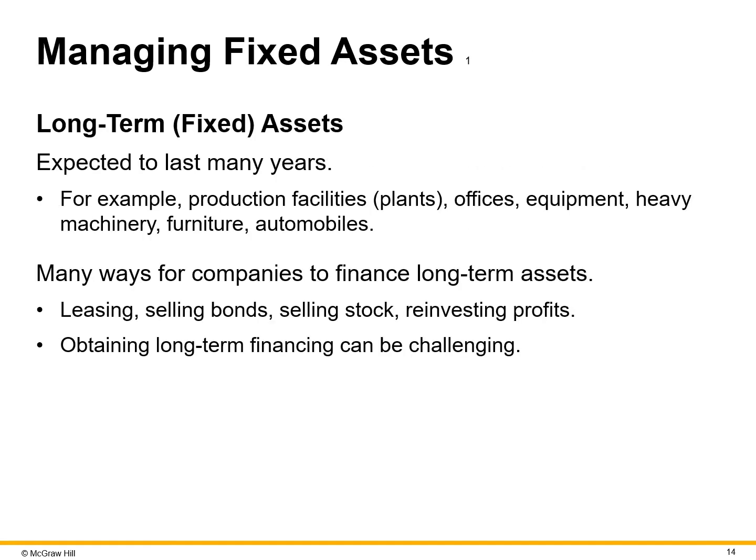Long-term fixed assets are those assets expected to last for many years, such as plants and equipment. Leasing is one approach for companies who do not have the funds to purchase expensive buildings or equipment. A capital lease is a long-term contract and shows up on the balance sheet as an asset and a liability. An operating lease is a short-term cancelable lease that does not show up on the balance sheet.